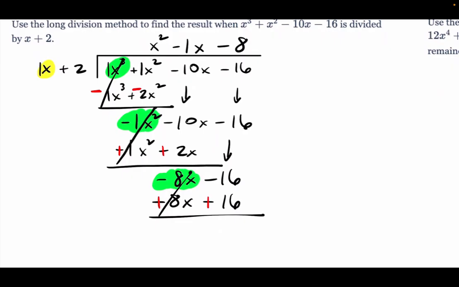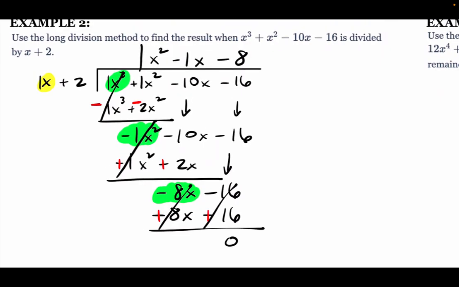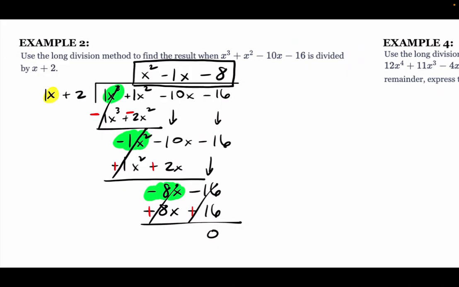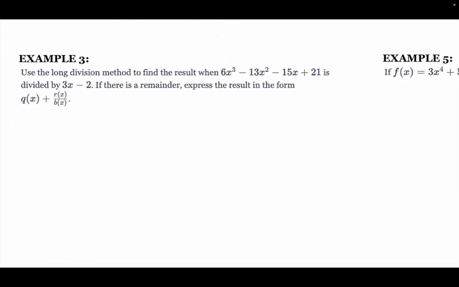These guys go away because they're 0, these guys go away because they're 0, no remainder. So what do I put into Delta Math? This guy right there. That's what you put into Delta Math, just like that. You're done. All right, so the next two, we're going to get remainders. I'm giving you a heads up. The next two, we're going to get remainders.